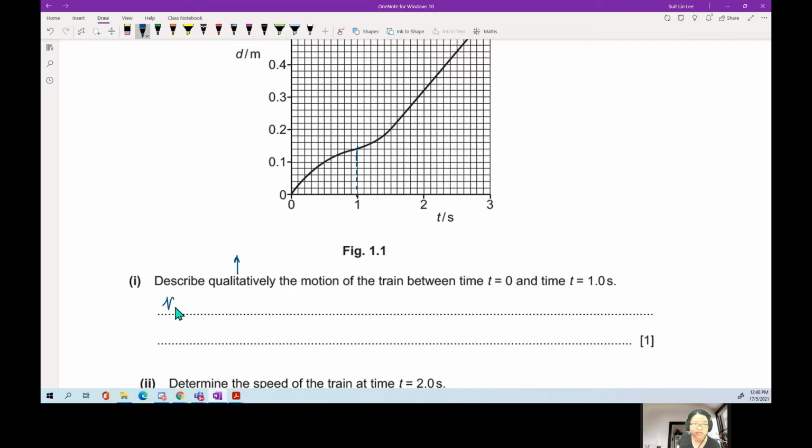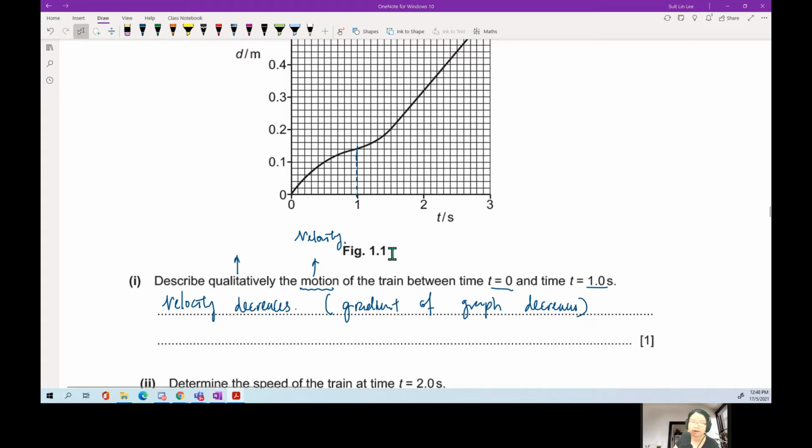So whenever they talk about motion, think about velocity. So velocity decreases. If it is a state and explain question, then you can say because the gradient of the graph decreases. This is a pretty standard IGCSE question, right? For a time interval from here to here.